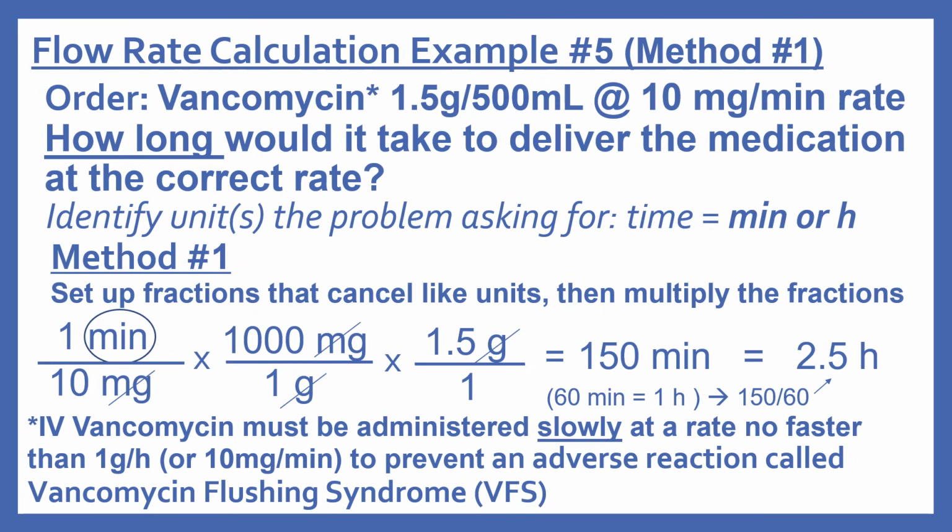So that leaves us with minutes on the top. We have a milligram on the top and a milligram on the bottom, and those cancel. And then we have a gram on the top and a gram on the bottom, and those cancel. And that equals 150 minutes when we do the math. 1 times 1,000 times 1.5, and divide that by 10 times 1 times 1. That gives us 150 minutes. Well, we know there are 60 minutes in 1 hour, so if we take 150 and divide it by 60, that will give us how many hours? So it would be 2.5 hours.